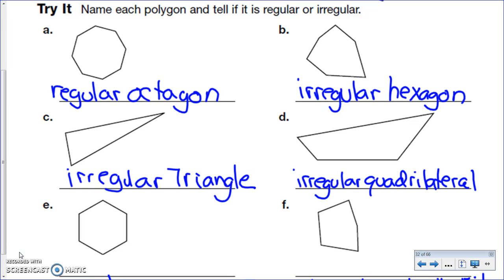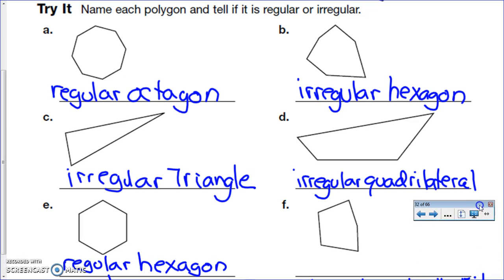For E, we again have 6 sides, and this time they're all the same length. So now we have a regular hexagon. Finally, for F, we have a 5-sided shape, so we have a pentagon, and we can tell the 5 sides are not the same length, so we have an irregular pentagon.